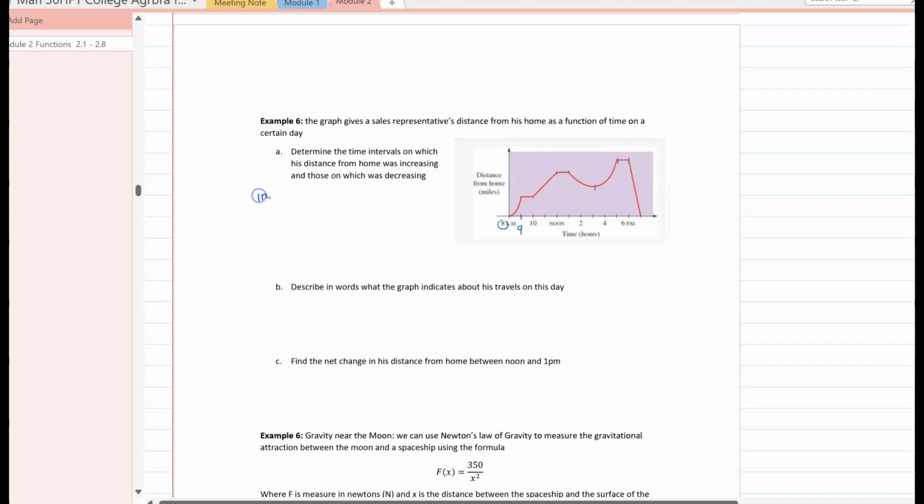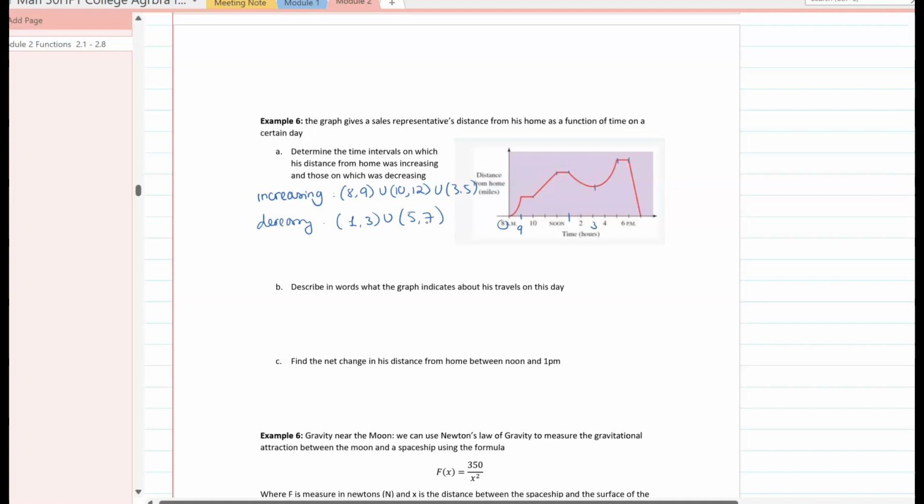So increasing, the parts where his distance has gone up: increasing from 8 to 9, union from 10 to noon, and from 3 to 5. Decreasing from 1 to 3 and from 5 to 7.